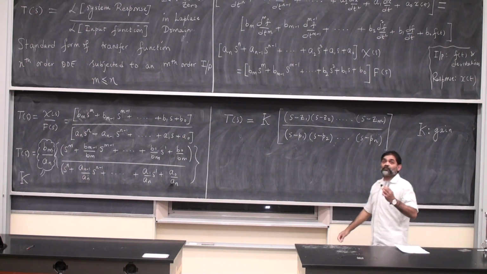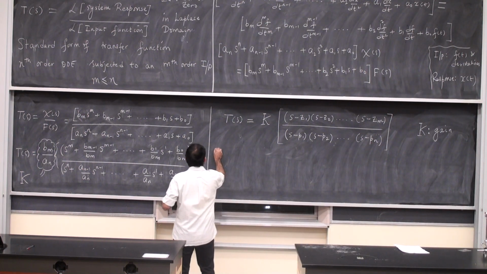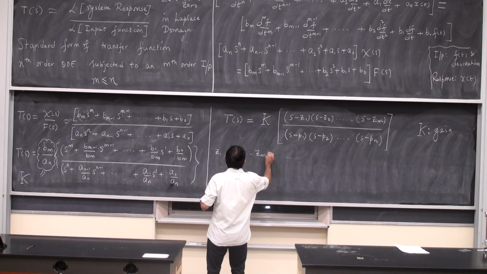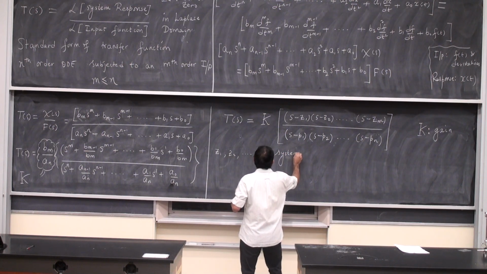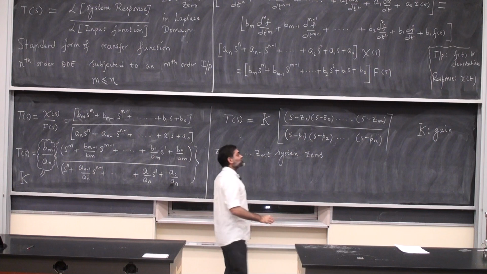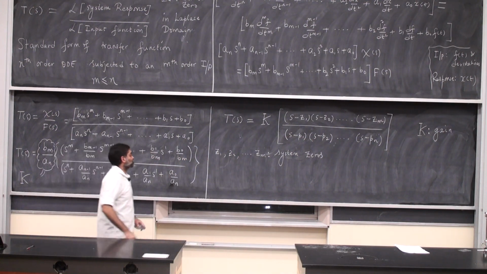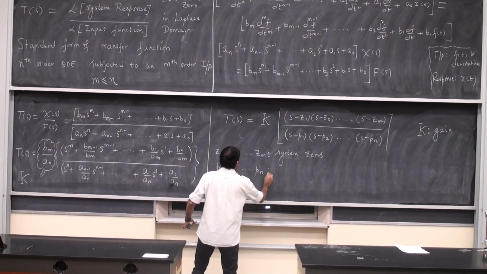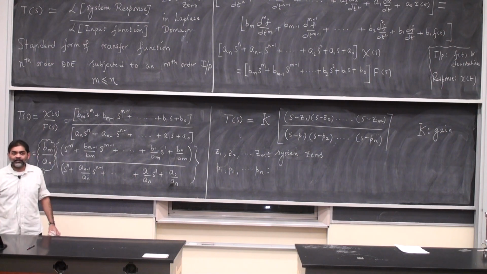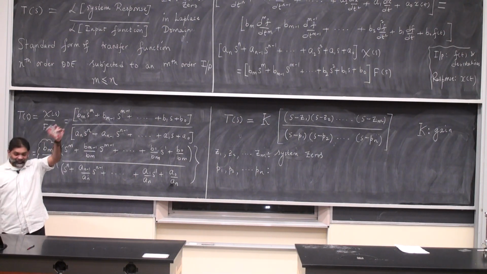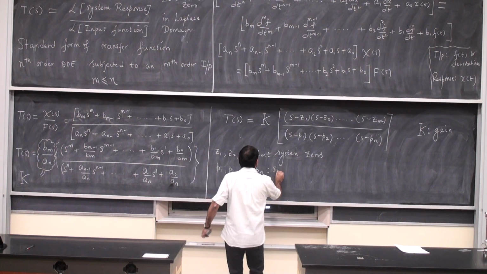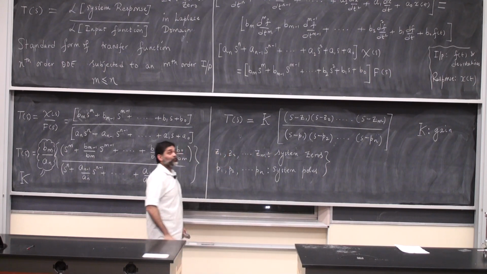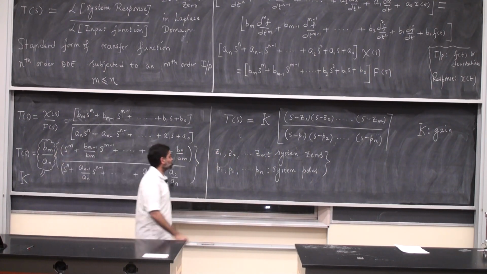The roots of the numerator are called the zeros of the system. Okay? So the z1, z2, zm are the system zeros. What do you call the P1 and the P2s and so on? Anybody? Yes? The system poles. Thank you. We have come across system poles. They inform the stability of the system.